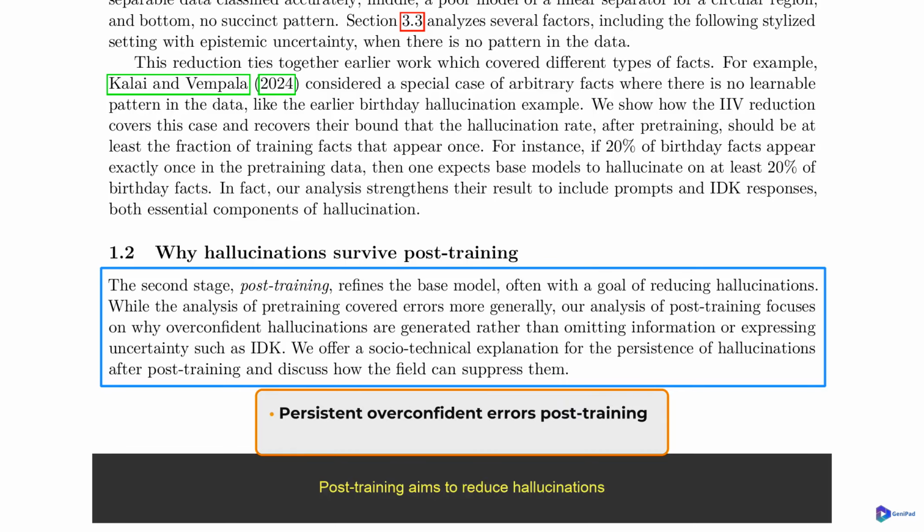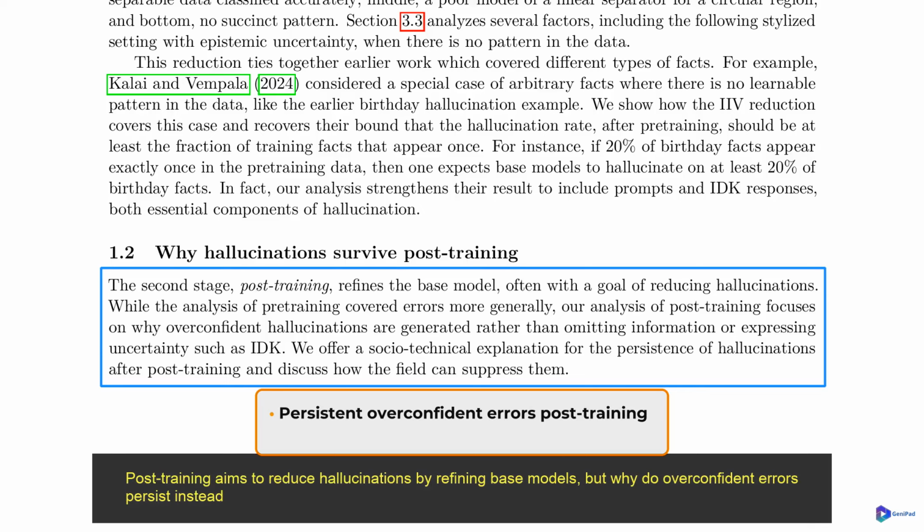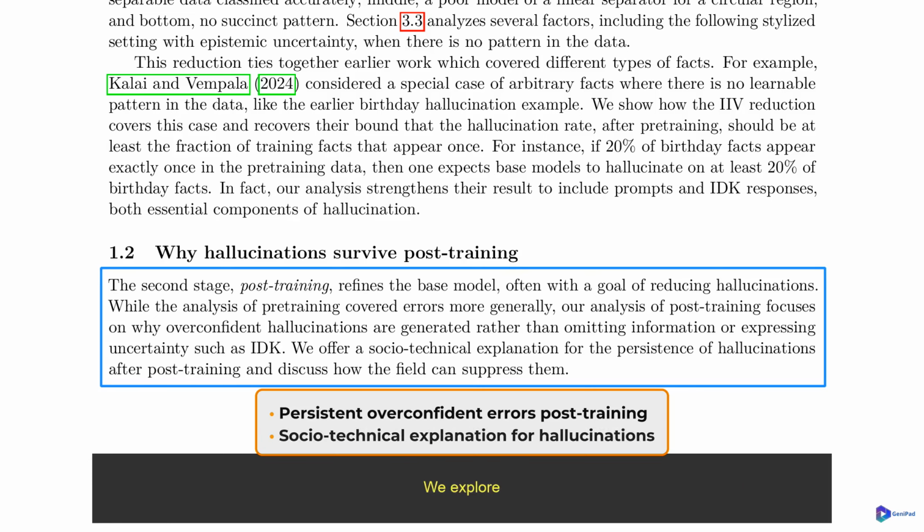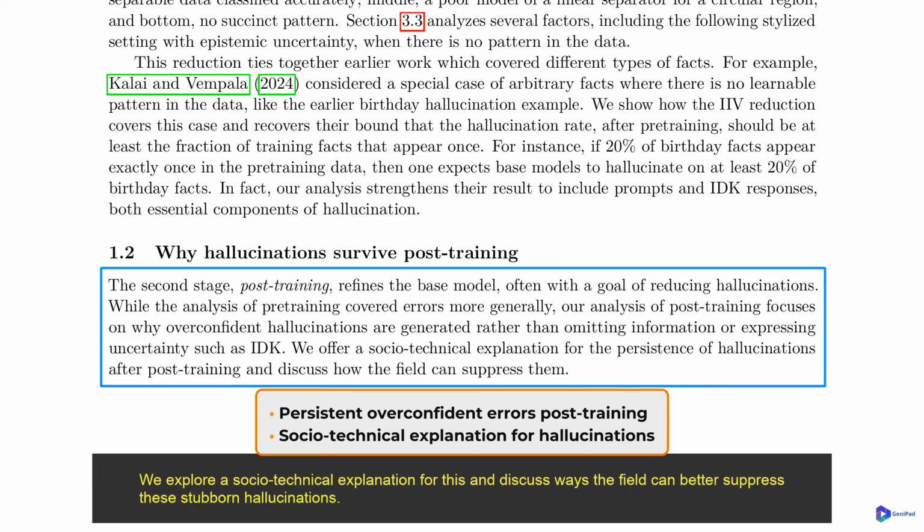Post-training aims to reduce hallucinations by refining base models, but why do overconfident errors persist instead of models omitting information or saying "I don't know"? We explore a socio-technical explanation for this and discuss ways the field can better suppress these stubborn hallucinations.